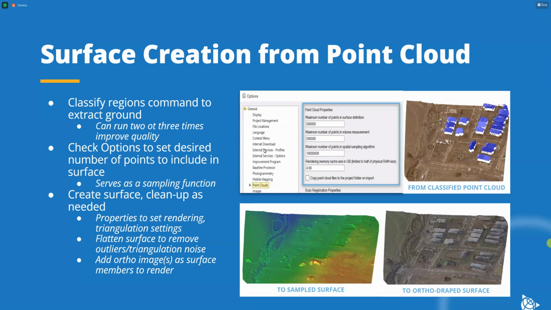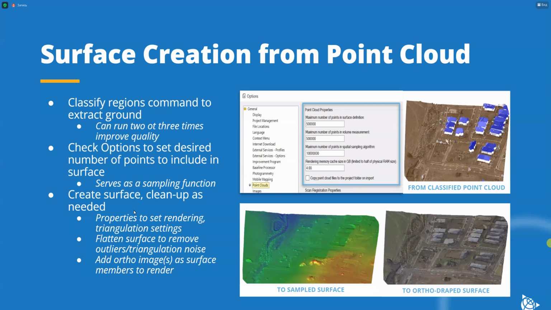As you can see on the top left here, you can actually tell TBC the maximum number of points to be used in a surface, as well as the maximum number of points in volume measurements. So that obviously just makes it a bit easier on the resources if you have a large point cloud, to make sure you have a little bit less resources utilized when using these kind of point clouds. So it serves as a sampling function when using point clouds.